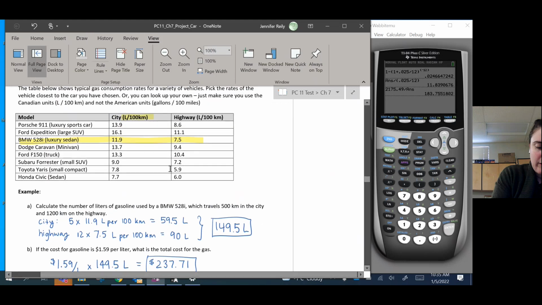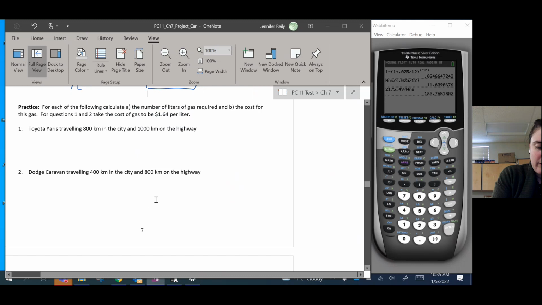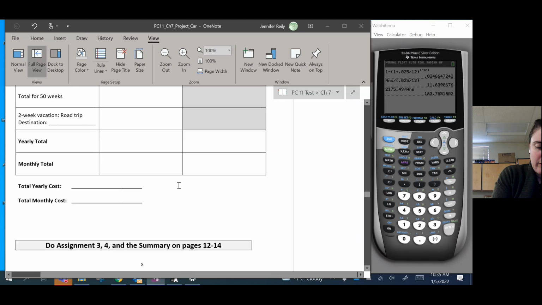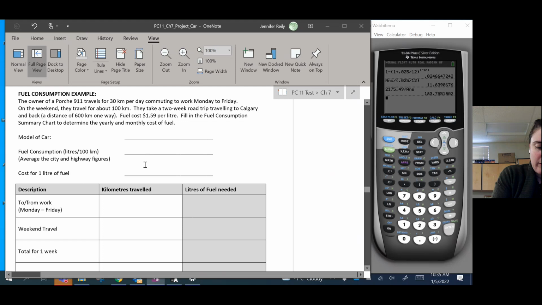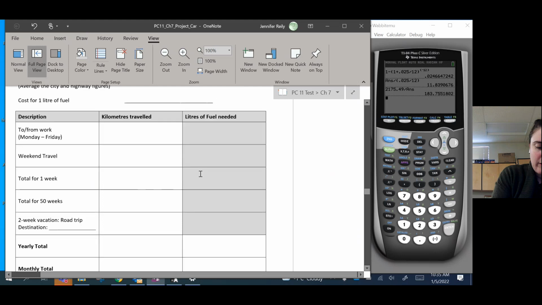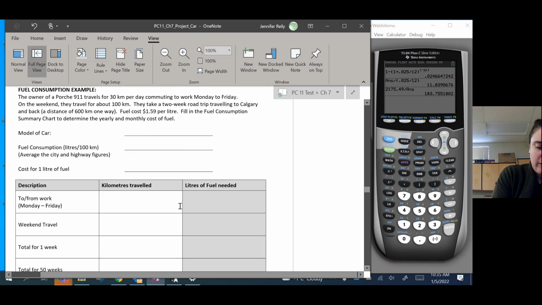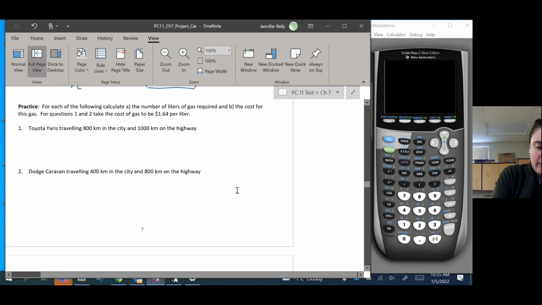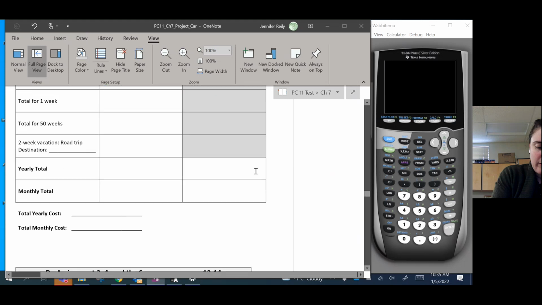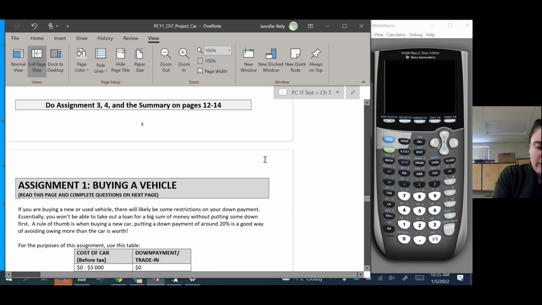You can use this table or chart for the next practice. And also there's going to be a fuel consumption, like a little yearly budget example here as well. So read the information, put this down, and then fill this chart out. So you need to pause the video here and then do those 2 tasks. Okay, so that is the end of the practice examples.